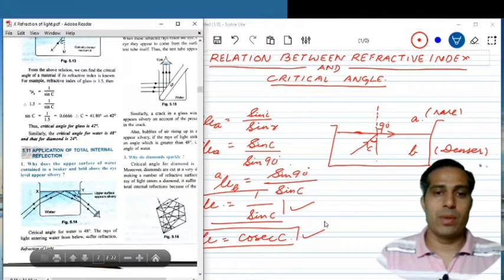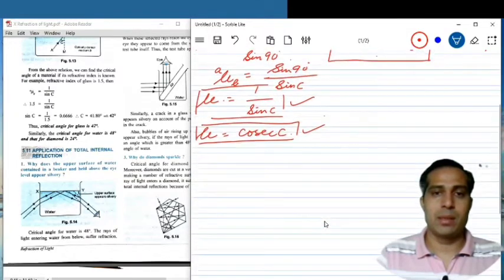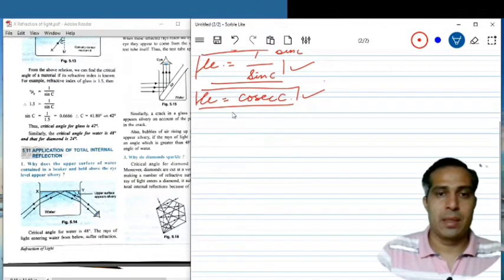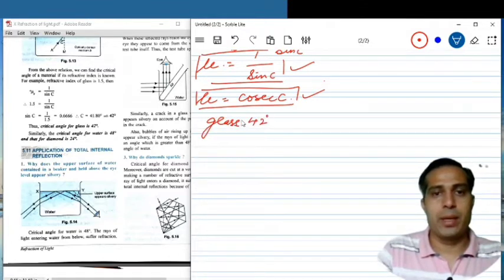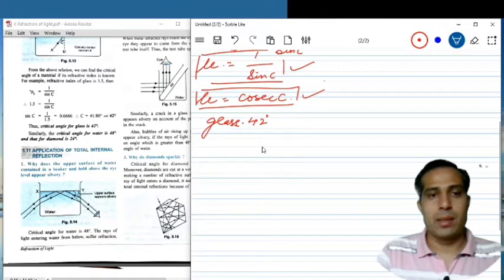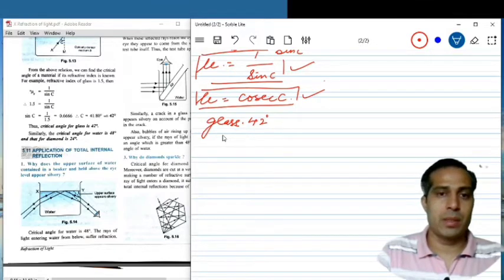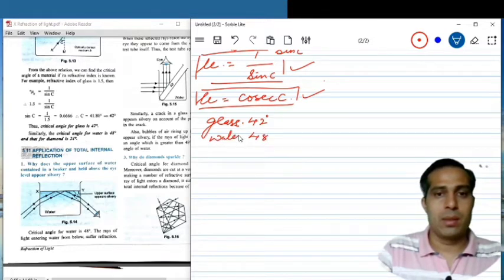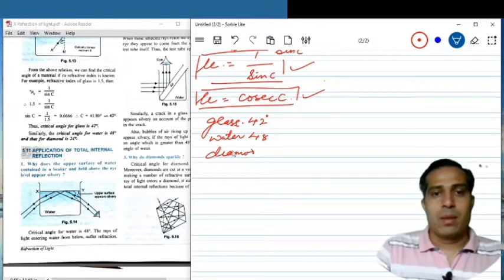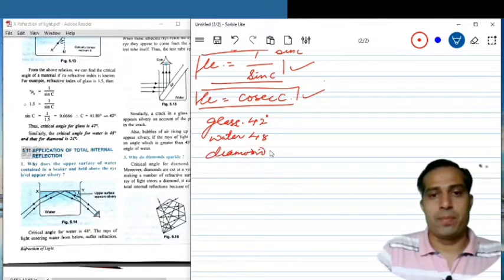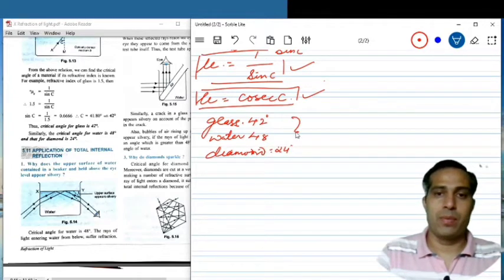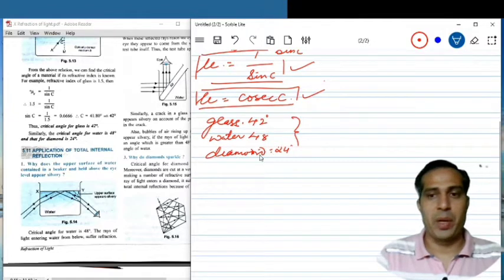Critical angle for glass, you have to remember, is 42 degree. And critical angle for water, that we have discussed already, is 48 degree. And for diamond it is 24 degree. These are the values of critical angles for the different media.